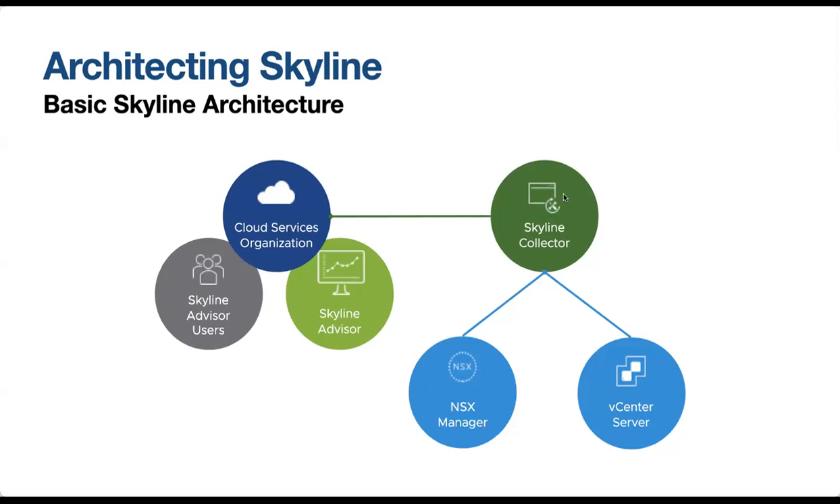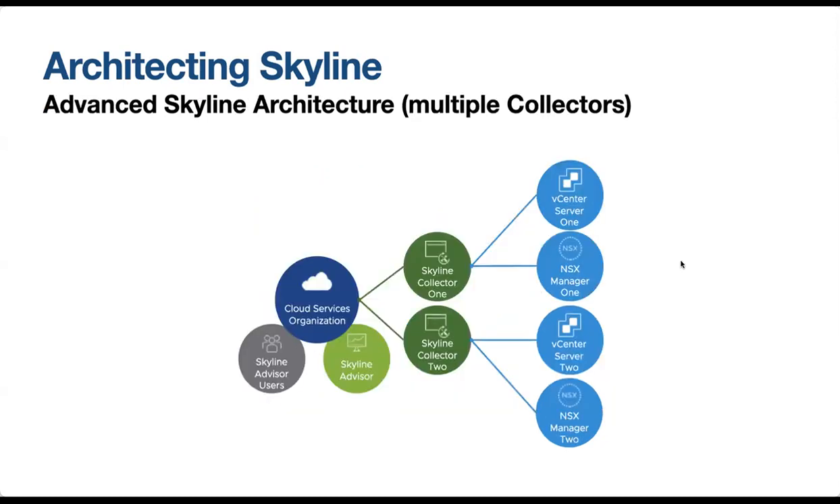To that organization, you register that collector. Again, that's within the customer's data center on premises. It connects to that cloud services organization. And then you add NSX, you add vCenter Server, vRealize Operations Manager, Horizon Connection Server, or if you're utilizing VMware Cloud Foundation, you also add the SDDC Manager to that Skyline collector. So that's a very basic architecture. The next slide goes into a little more advanced architecture, so I'll talk through the different use cases for why you would need more than one collector.